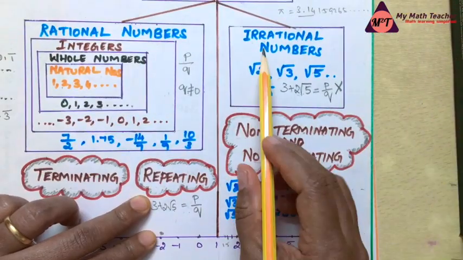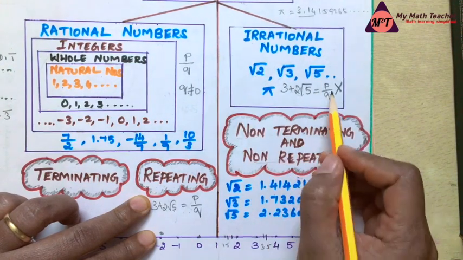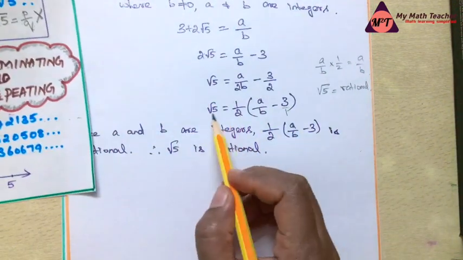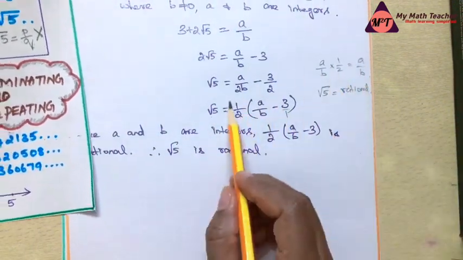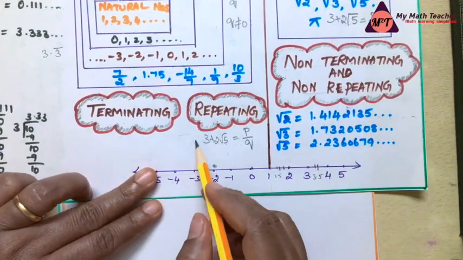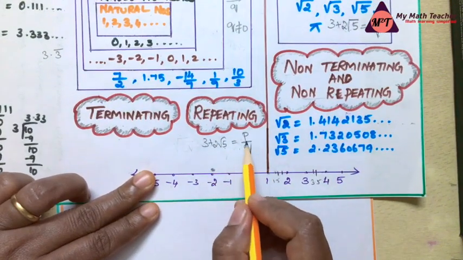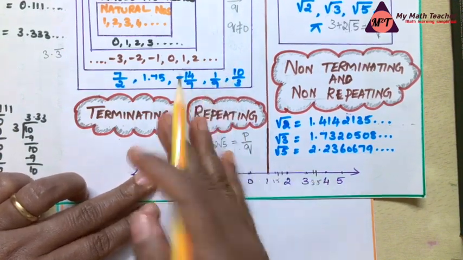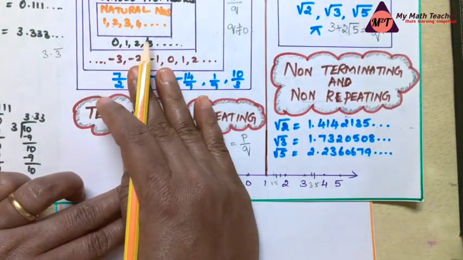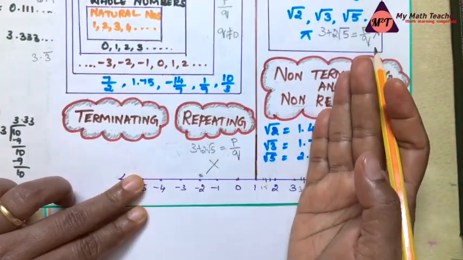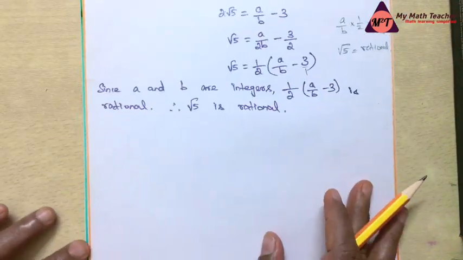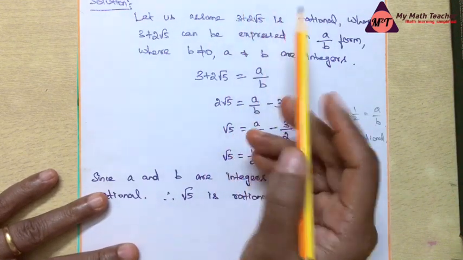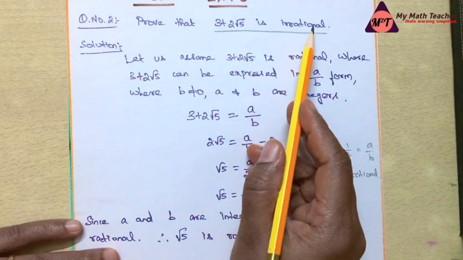We know that any irrational number we cannot express in p by q form, whereas we have the final answer as p by q form. So this is p by q form. Now our assumption that 3 plus 2 root 5 is equal to p by q has become wrong. If it is wrong, what is right? If this number doesn't belong to rational, then definitely it will belong to irrational. So the final statement is that our assumption of 3 plus 2 root 5 as a rational number is wrong. Therefore, this is definitely an irrational number.